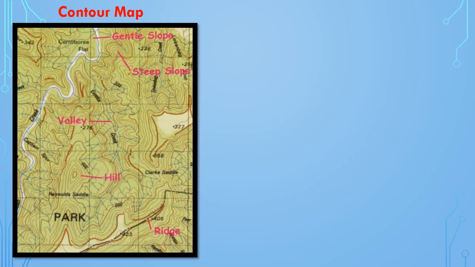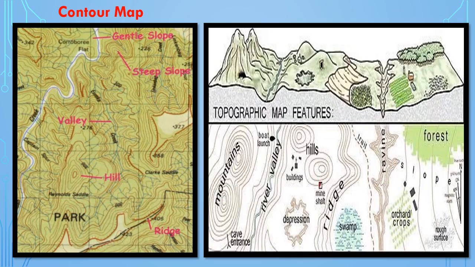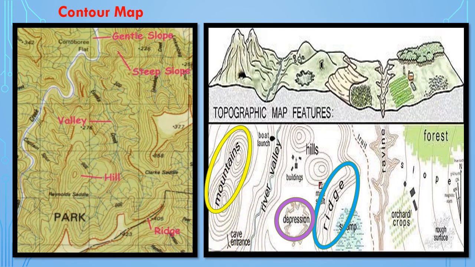This is how a contour map looks, which shows contour lines of different landforms like valleys, hills, river, etc. In this image, we can also see more landforms like ridges, depression, mountains and ravine. Contour lines are drawn different for different landforms, which show different shapes and curves.